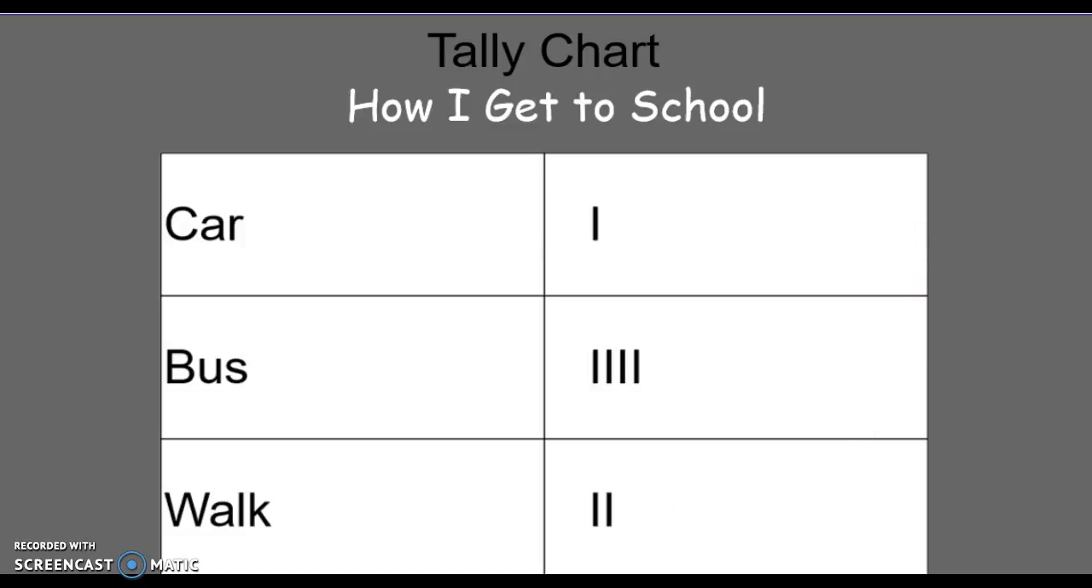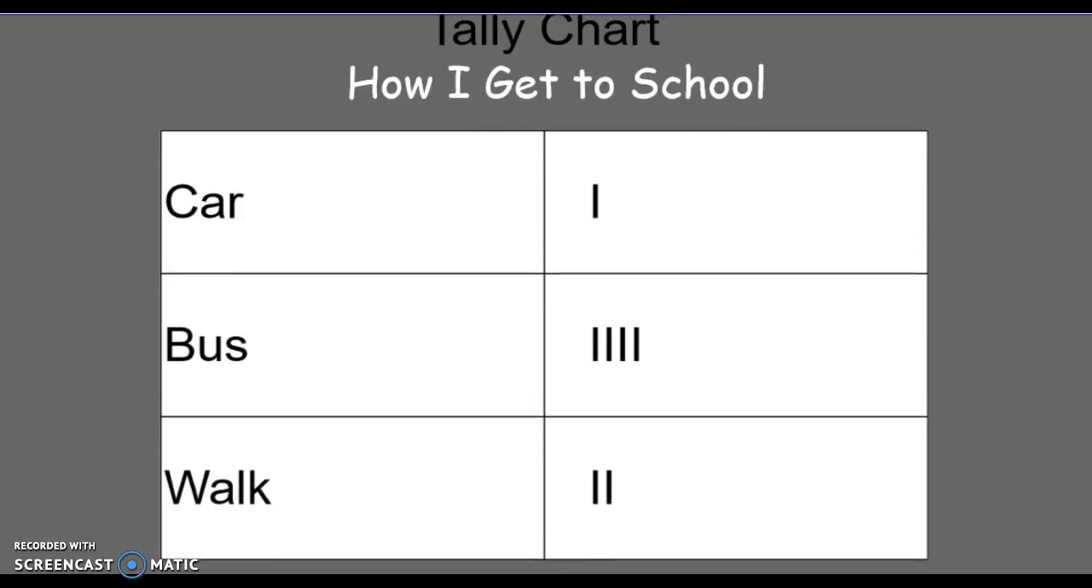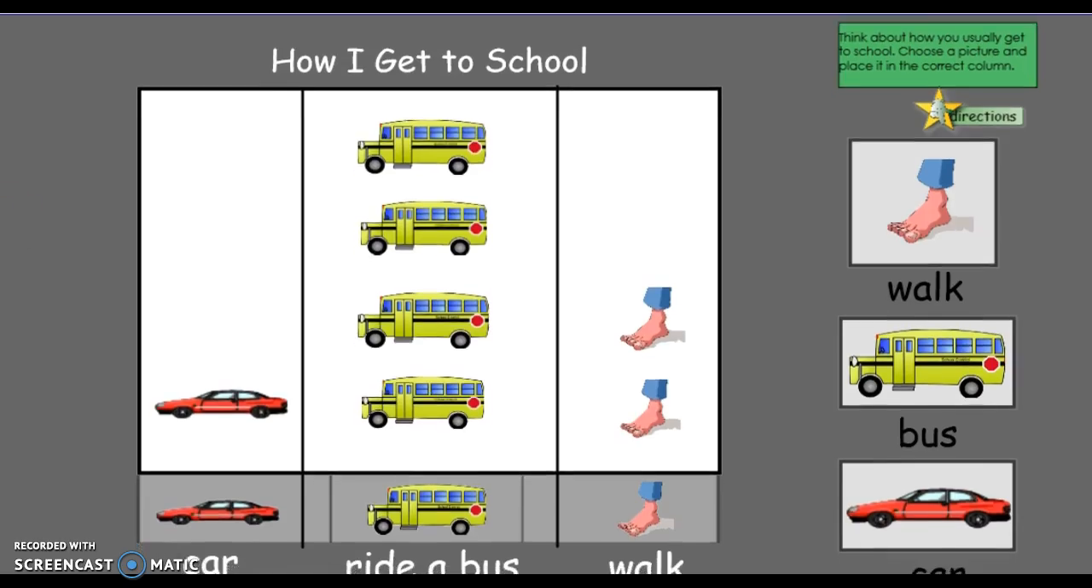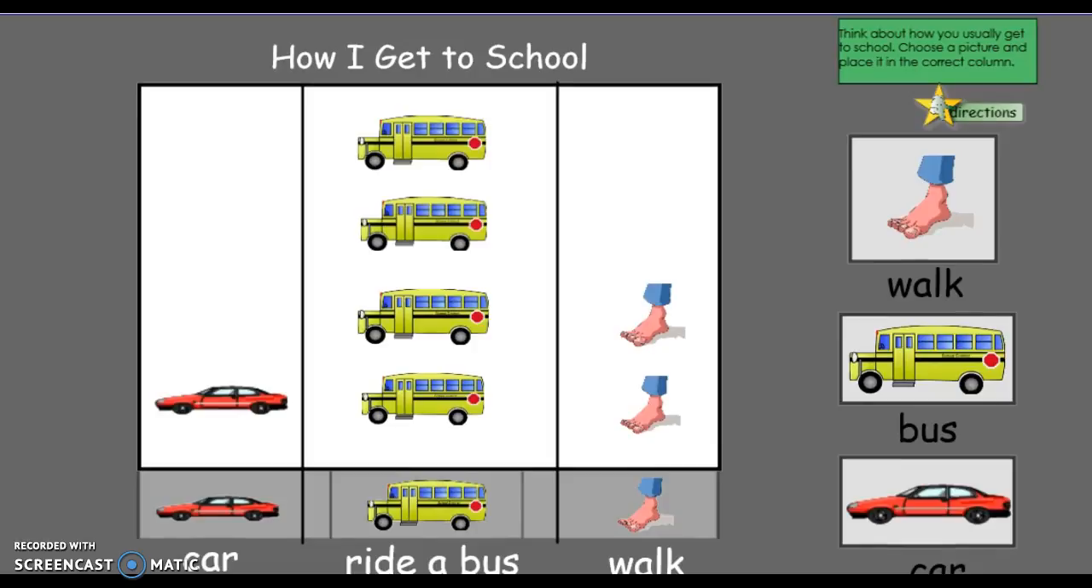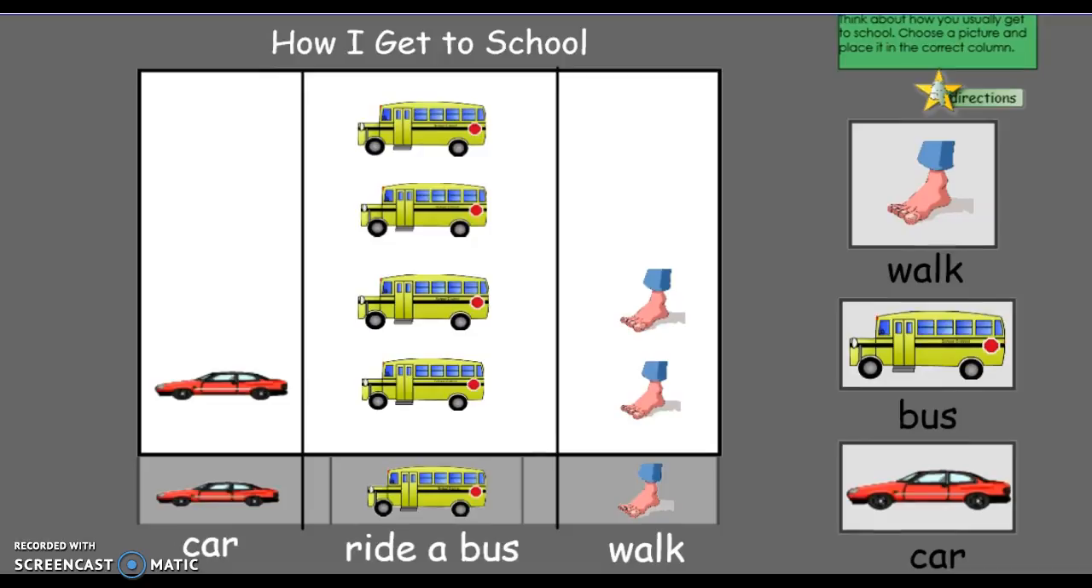But how can we show this information so it's a little bit easier to read? Well, we can use a picture graph. So let's see an example of what a picture graph looks like based on this data in this tally chart. The picture graph you see right here is the same data, how I get to school, but you can see it in a different way.